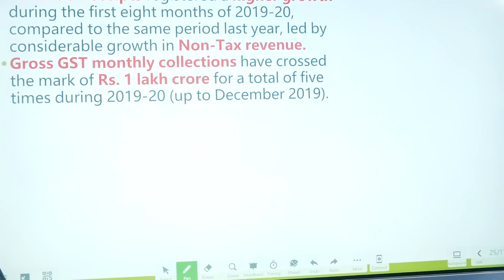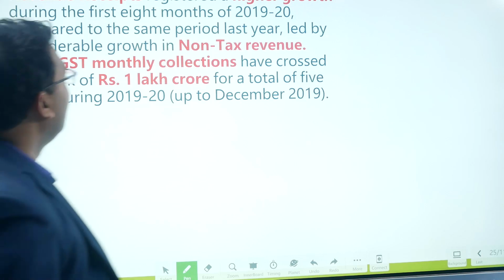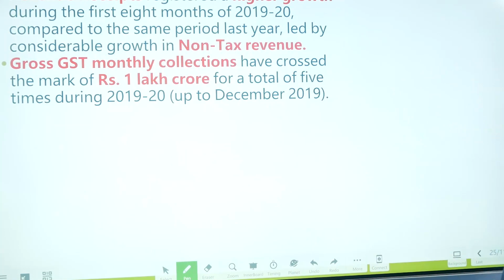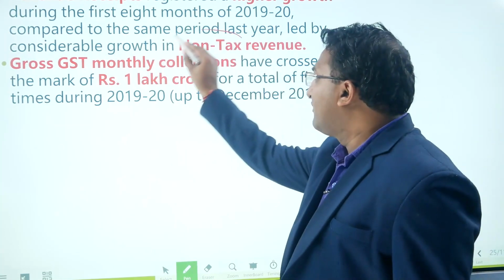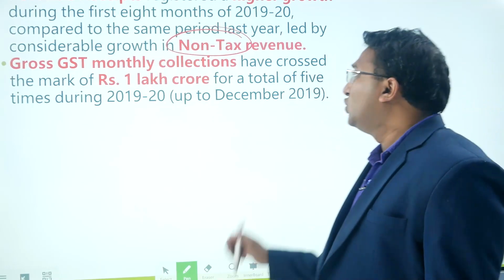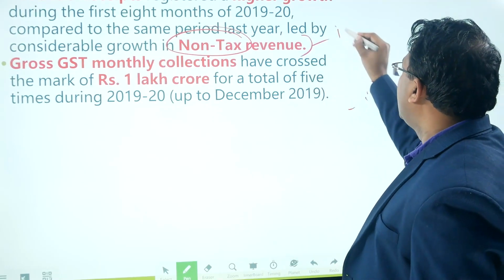Revenue receipt registered a higher growth during the first 8 months of 2019-20 compared to the same period last year, led by considerable growth in the non-tax revenue. Can you think of what kind of non-tax revenue? Non-tax revenue includes interest and dividend.